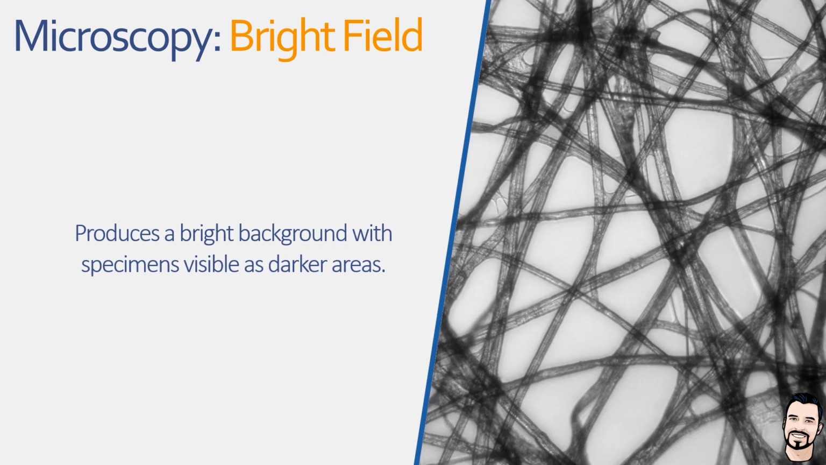So here we can see a bright field image of some tissue fibers. The dark fibers in this image are absorbing light, preventing it from passing through, which makes them appear darker against the background, whilst the bright background results from unobstructed light passing through the slide, creating contrast between the sample and its surroundings.